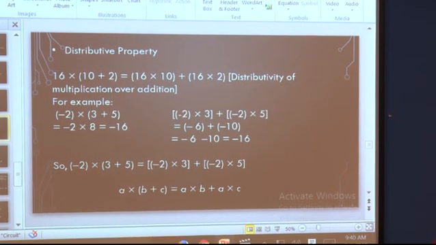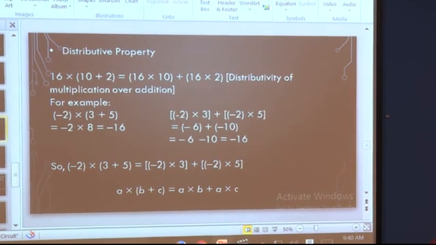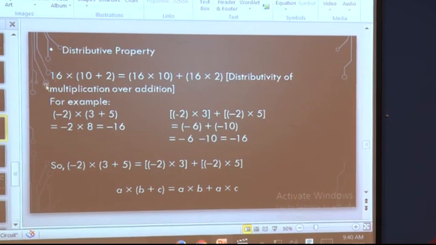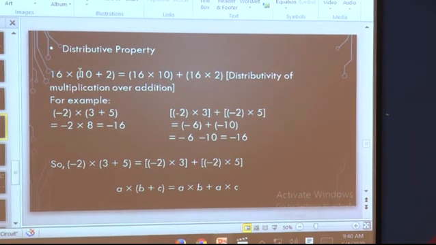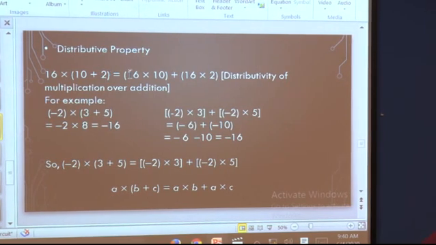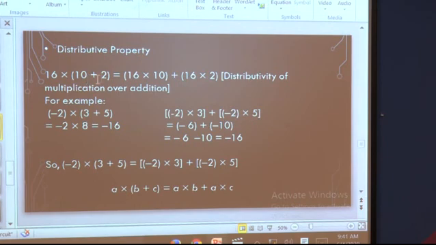Now we will see another property, that is the distributive property of multiplication. What is the distributive property? Because it is very new to you, everyone will pay attention properly. Here 16 multiplied by (10 plus 2) we can do by two methods. First, we can solve our bracket, that is our normal method, and now we are going to learn the distributive property.